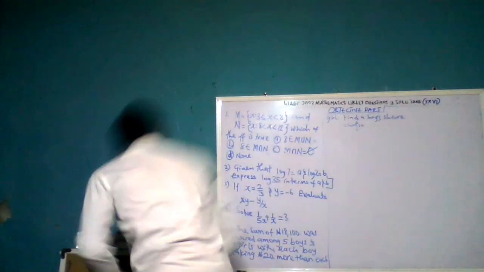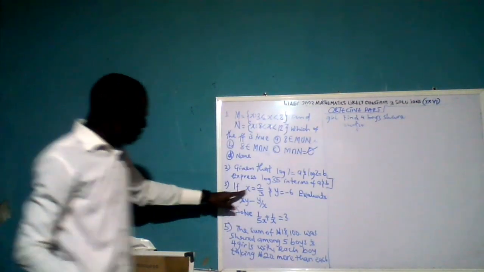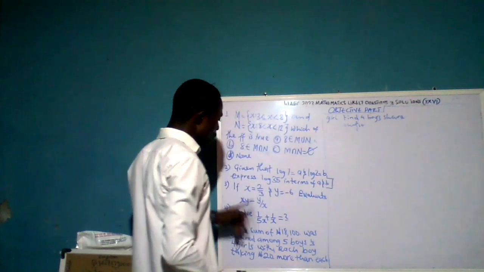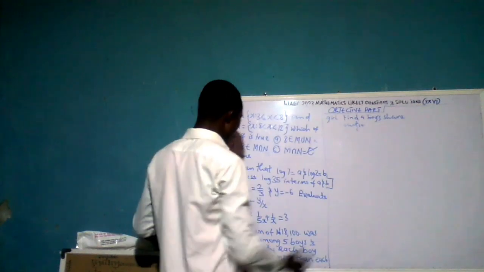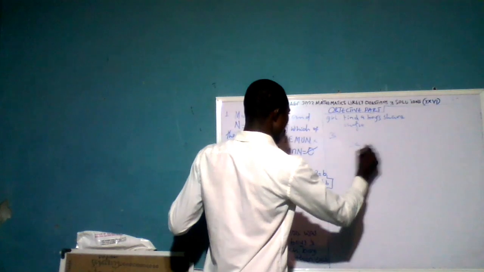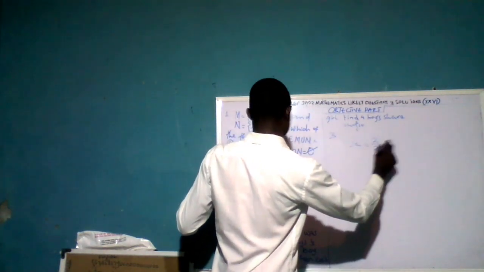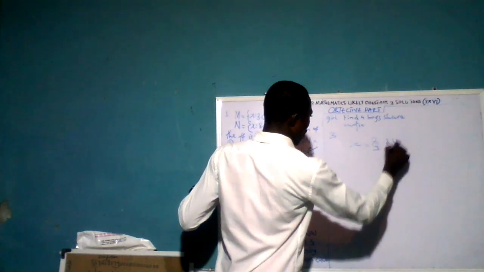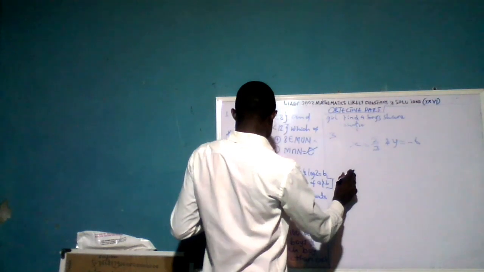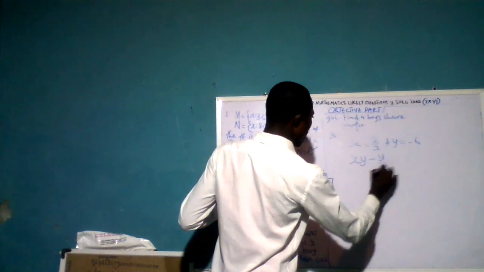So, question number 3. We are given that if x is equal to 2 all over 3 and y is equal to minus 6, we have to evaluate xy minus y all over x. We are given x to be equal to 2 over 3 and y to be equal to minus 6.